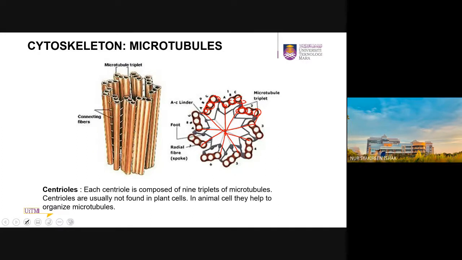So centrioles, each centriole is composed of 9 triplets of microtubules. Centrioles are usually not found in plant cells. They are found in animal cells that organize microtubules. It forms the spindle fiber actually.